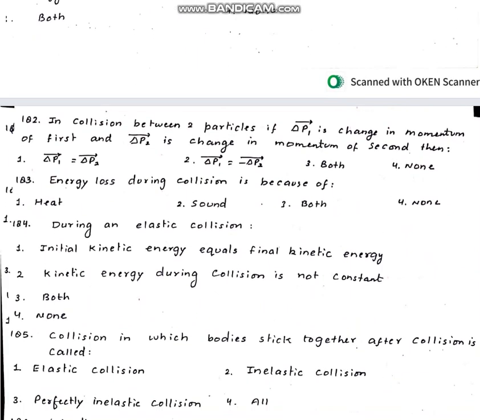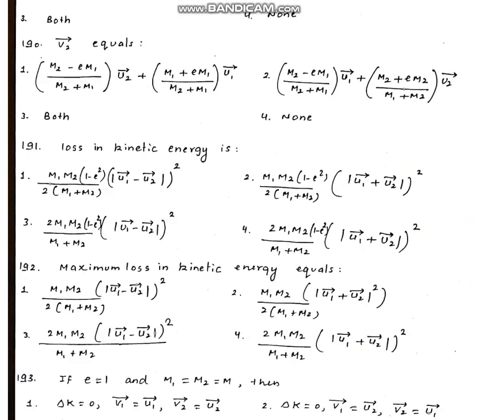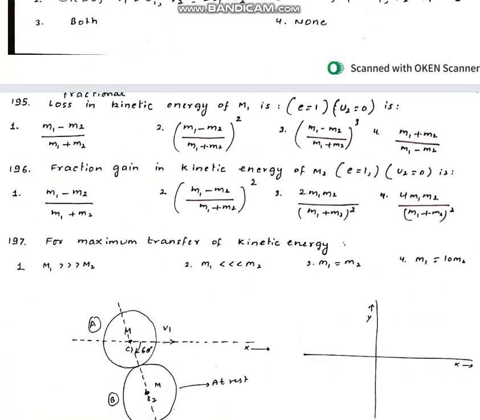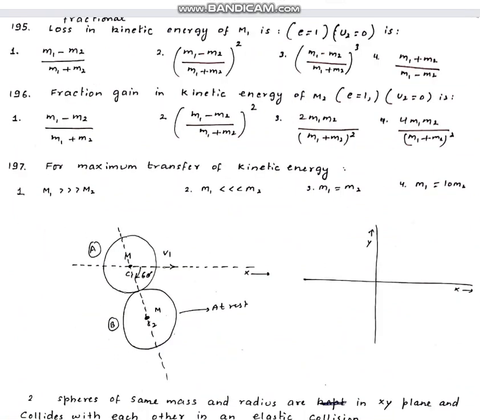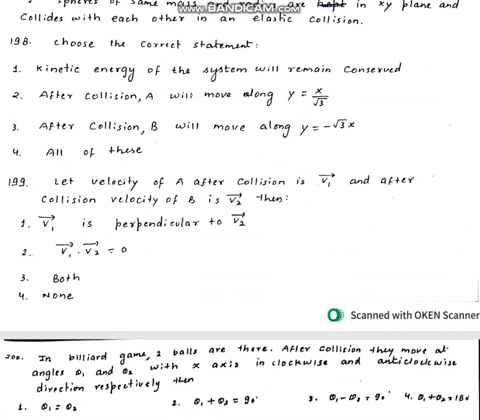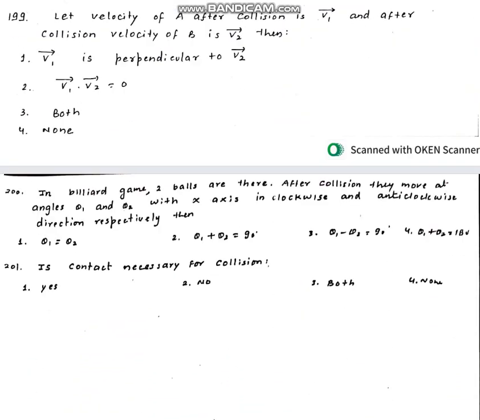Then we have certain concept of collision. Then we have concept of elastic, inelastic collision. And then we have some problems based on finding velocities, loss in kinetic energy. Then we have conditions for elastic and perfectly inelastic collision, loss in kinetic energy. Then we have maximum transfer of kinetic energy. Then we have certain questions based on oblique collisions, and then lastly we have conditions for collision.